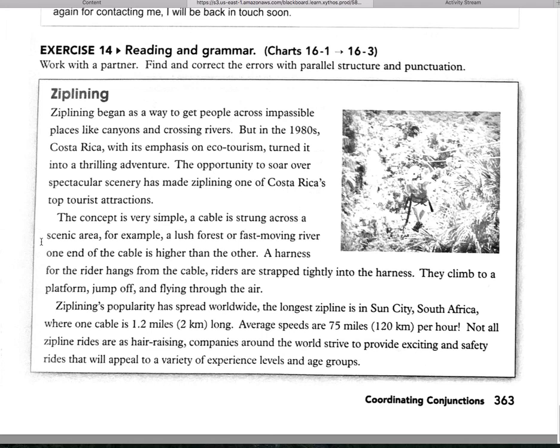Let me repeat, paragraph 3. Ziplining's popularity has spread worldwide, period. Capital T. The longest zip line is in Sun City, Africa, South Africa, comma, where one cable is 1.2 miles or 2 kilometers long, period. Average speeds are 75 miles, 120 kilometers per hour, exclamation point. Not all zipline rides are as hair-raising, and companies around the world strive to provide exciting and safe rides that will appeal to a variety of experience levels and age groups, period.